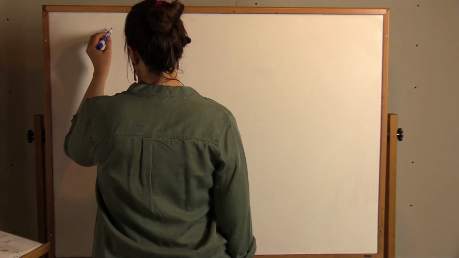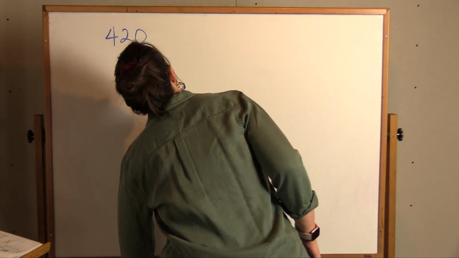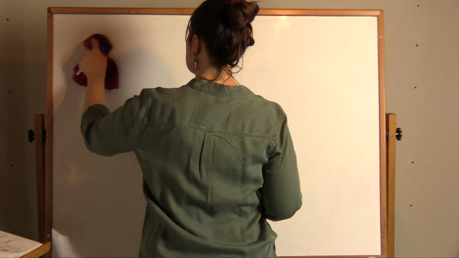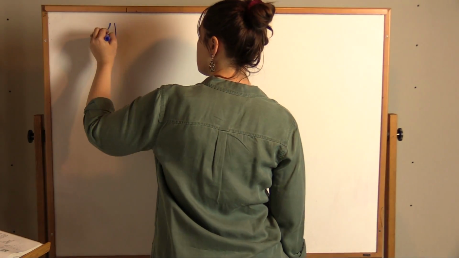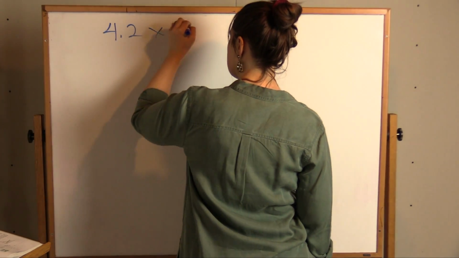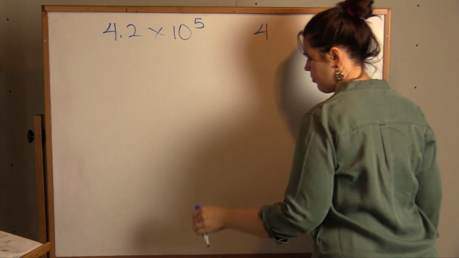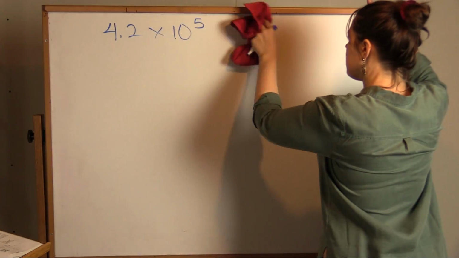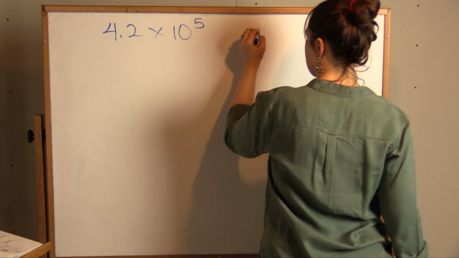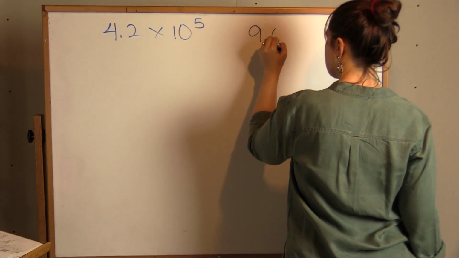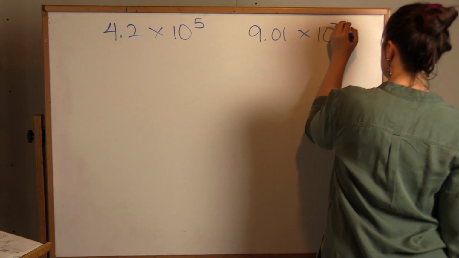So let's say we have 400. Oh, actually, I'm doing it backwards. I want you to take scientific notation and put it in standard. So let's say we have 4.2 times 10 to the 5th. And we have, not 4. Say we have 9.01 times 10 to the negative 4th.